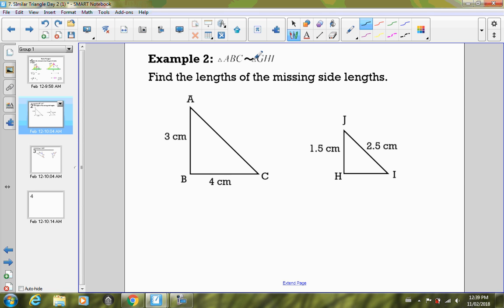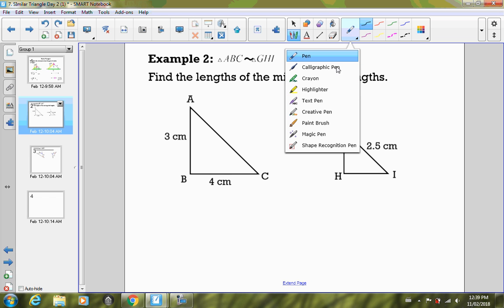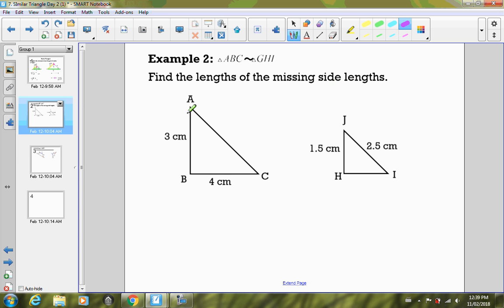So what's going to happen here? It says find the length of the missing sides. So we know that these two triangles are similar, so I'm going to highlight the similar sides. There's my purple side on my big triangle, my purple side on my small triangle, blue side on my big triangle, blue side on my small triangle, green side on my big triangle, green side on my small triangle. So what you're going to notice is that I do have some missing side lengths, and this is where our triple proportions came into effect.